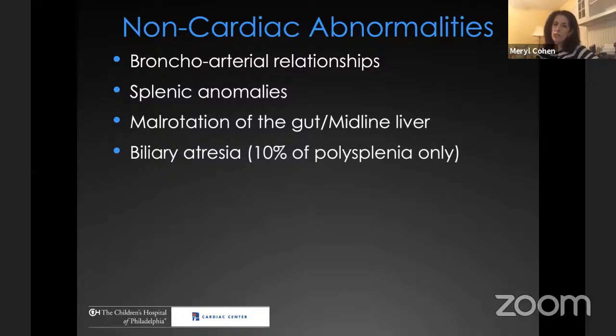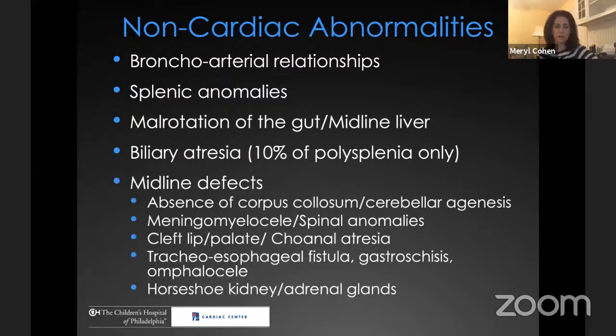Biliary atresia is a phenomenon that's seen in 10% of the polysplenia left isomerism patients only, but when you see biliary atresia in association with complex congenital heart disease, that indicates a very poor prognosis.